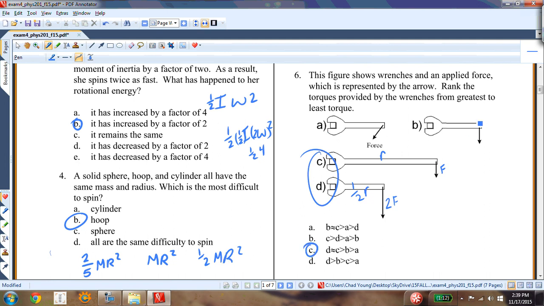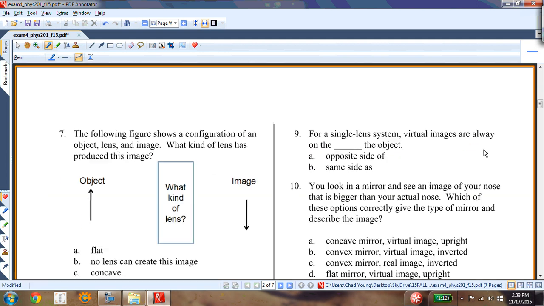B, the torque provided here, is bigger than the torque provided here because I have this angle theta, which makes only a component of this force actually provide a torque, whereas in B, the entire force provides the torque.